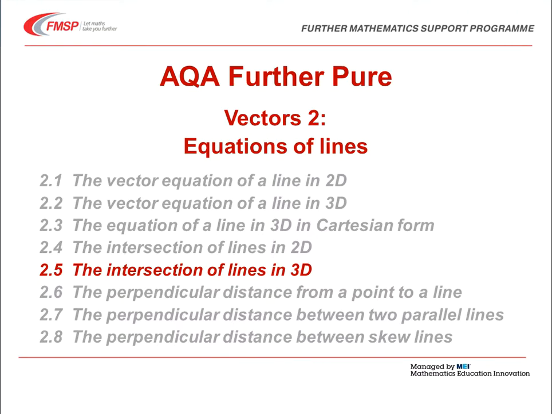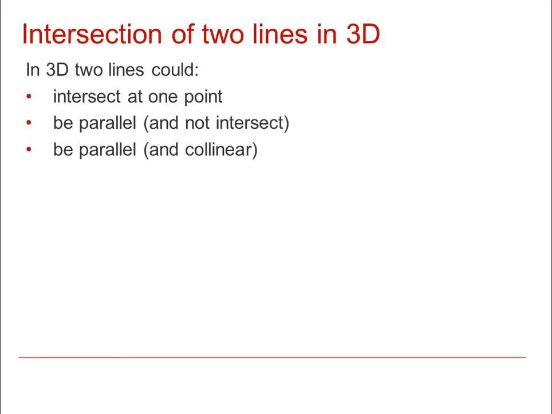When we have lines in 3 dimensions, the possibilities are similar to 2 dimensions in that they can intersect at a single point, be parallel and not intersecting, and be parallel and collinear, in other words, exactly the same line. But there's one other possibility. You could try this with 2 rulers just to check for yourself. There's a fourth possibility, which is that the lines can be non-parallel but don't intersect. And this is what we call skew lines.